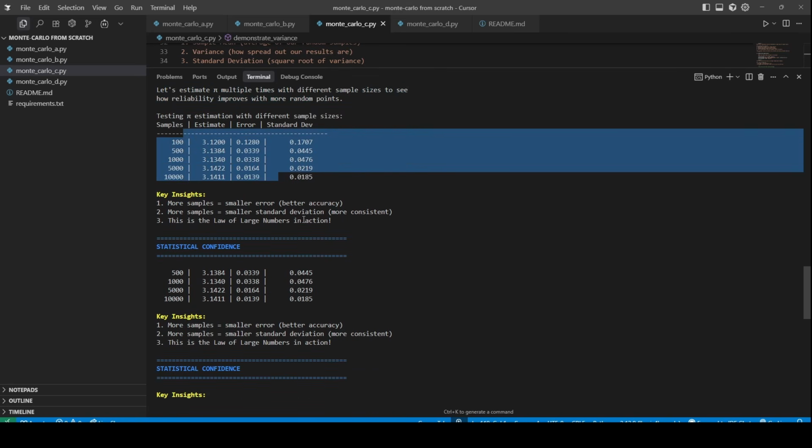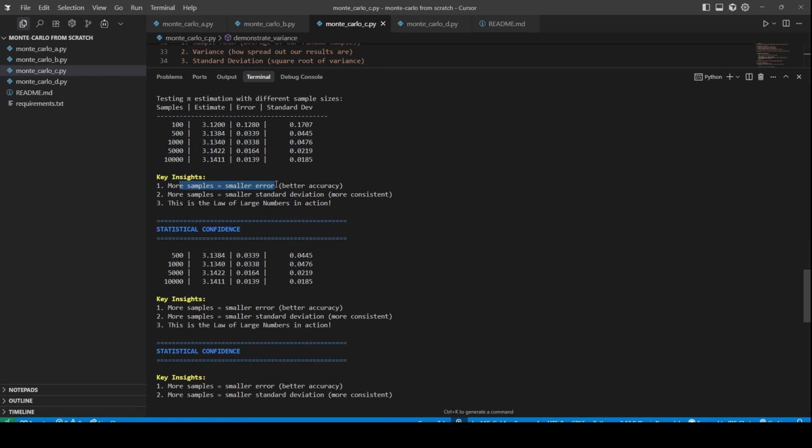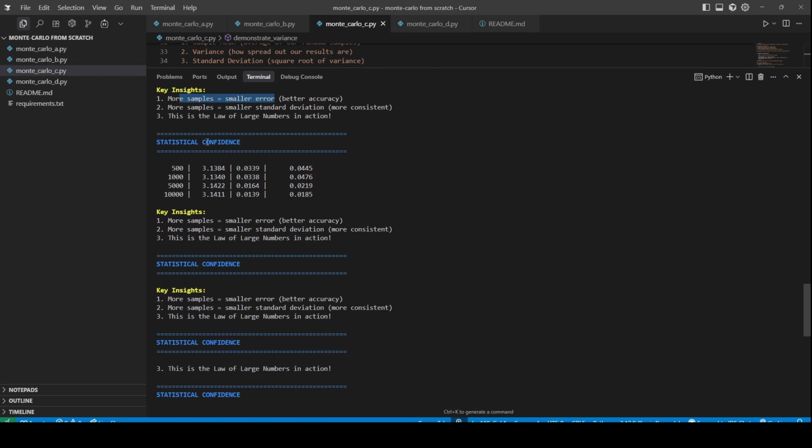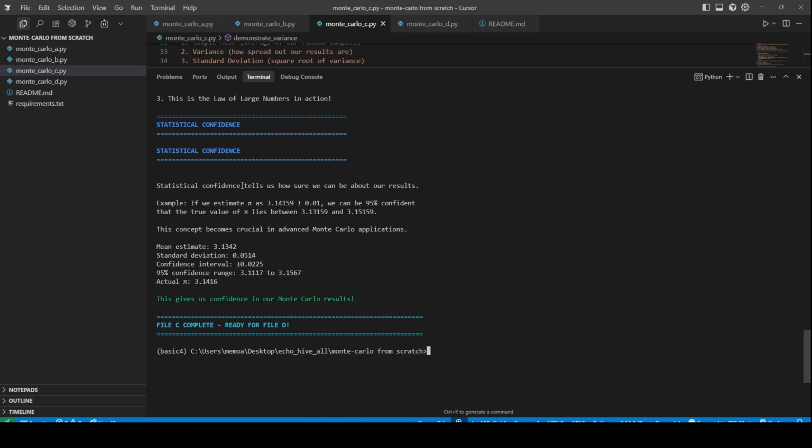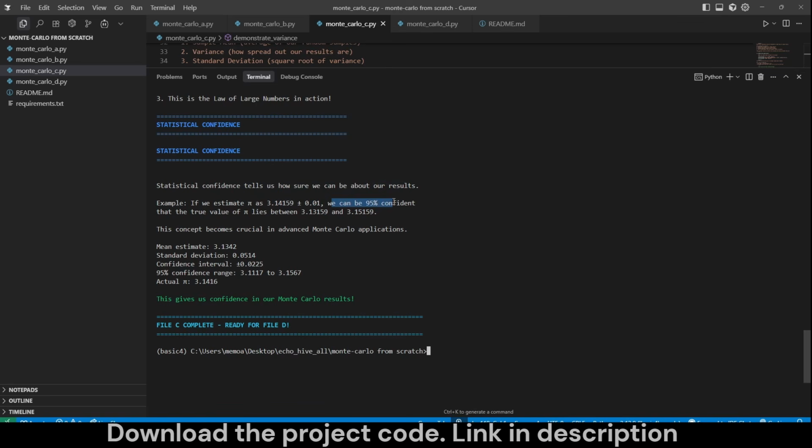So again, the same thing here. More samples mean smaller errors. Statistical confidence tells us how sure we are about our results, meaning if we estimate pi to be 3.14 give or take plus or minus 0.01, this translates to 95% confidence that the true value of pi lies between these two variations.